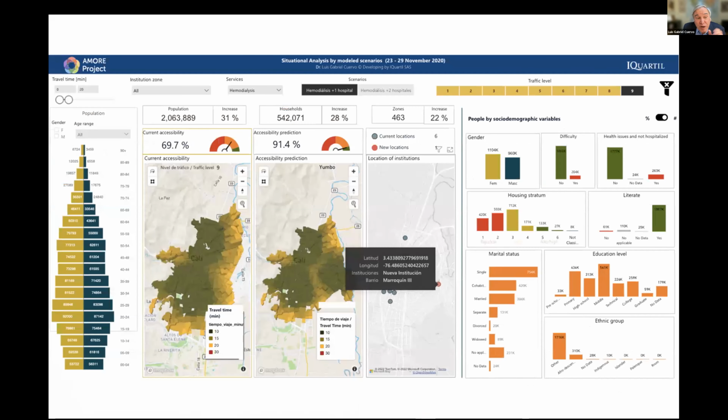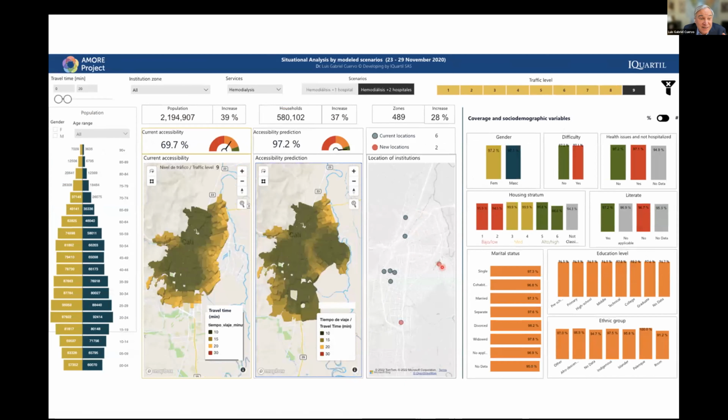Then we looked into what would happen if you add services, as I was mentioning, whether it's one service or services in 2 different sectors of the city. What you can find, in this example for hemodialysis here for November, is how things went from 69%, which was the accessibility in November for that service, to basically 97% by adding services in 2 sectors of the city.